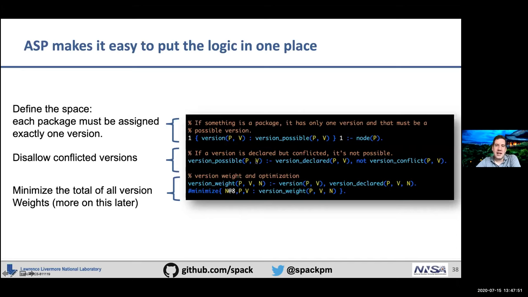We say things like, if a version is declared but it's conflicted, if there's a conflict, then that's not a valid solution. And then we put in these minimization pragmas that say we weight the versions according to some preferences, and then we minimize that weight over the whole DAG. I'll talk about why we minimize it later, but this is a pretty simple spec that says an awful lot in not a lot of words, so it makes our algorithm more maintainable.